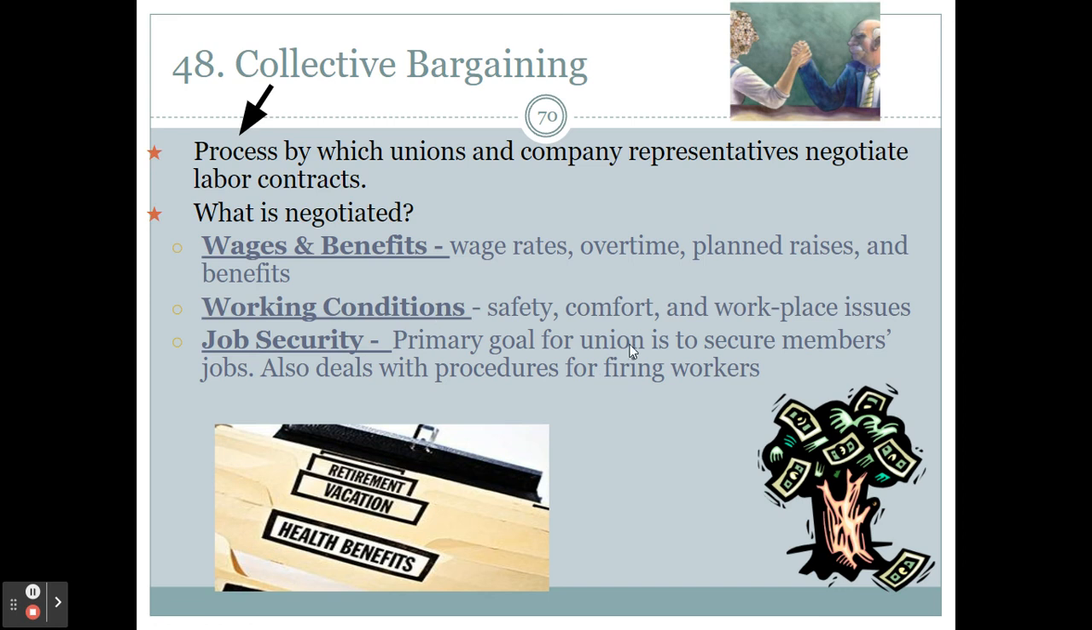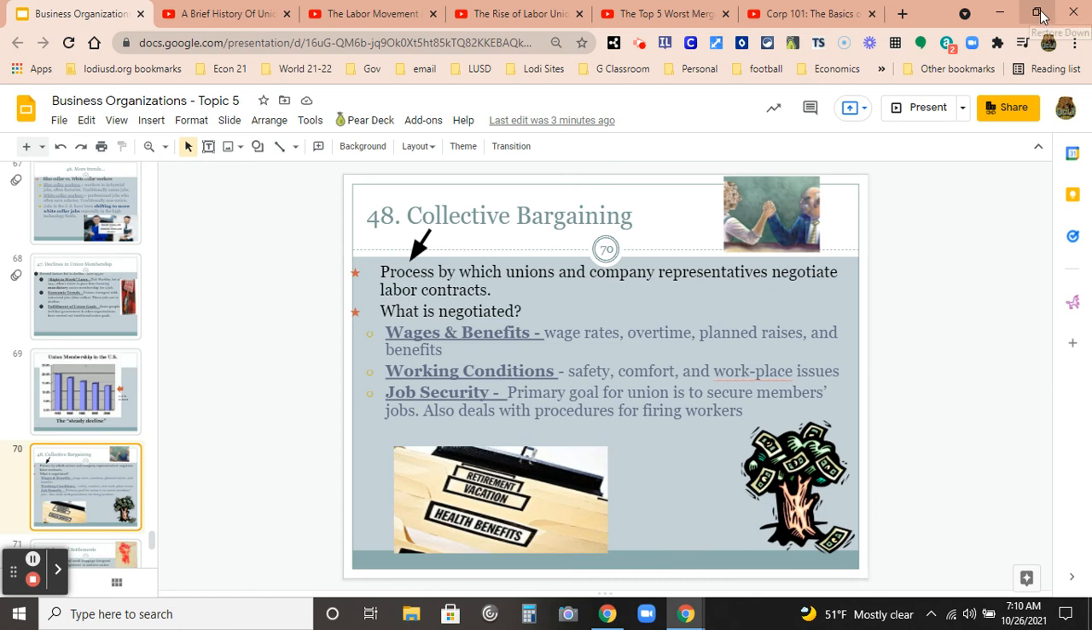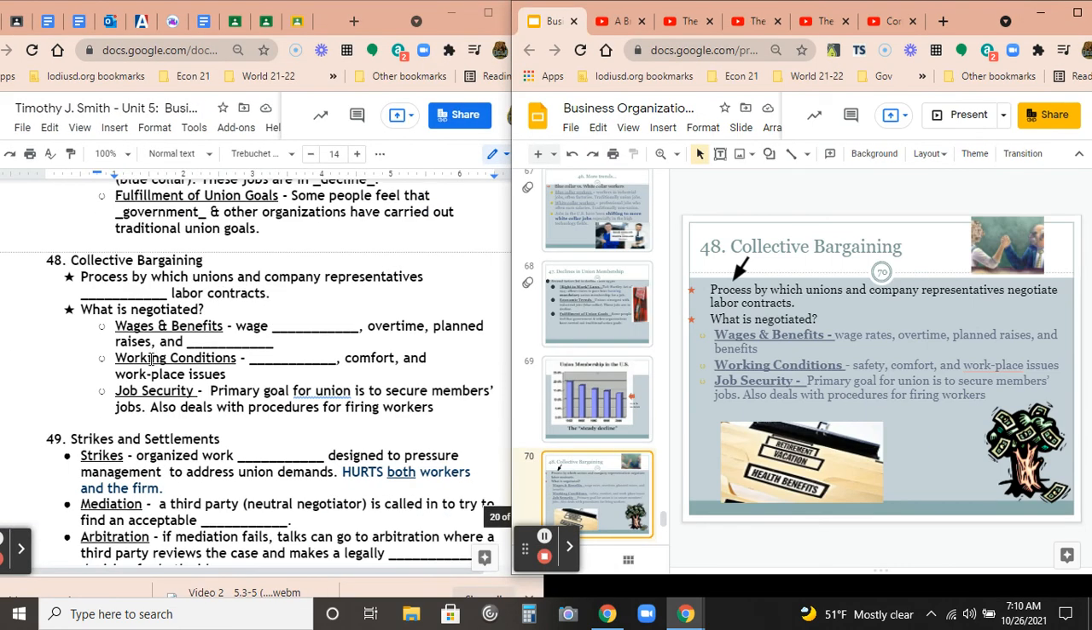inflation. Work conditions. This is when you have the safety, comfort, and workplace issues. And some jobs that are dangerous were made safer. Job security. The primary goal for a union is to secure members' jobs. It also deals with procedures for firing workers fairly, making sure they can get a hearing if need be. All right, let's go ahead and add to our notes.